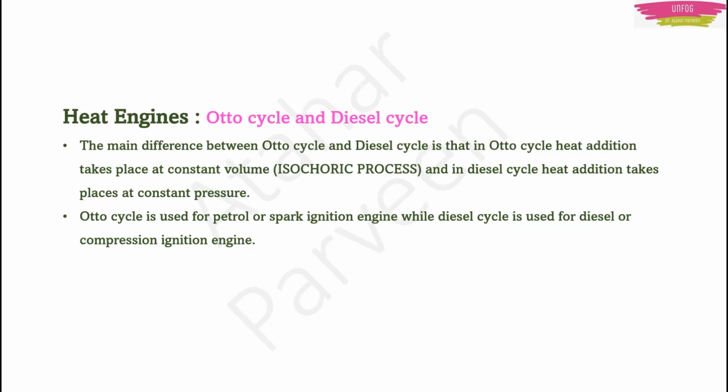Now the Otto cycle is used for petrol or spark ignition engine. This you remember: isochoric process, Otto cycle, it is used for petrol engine. Or you also call it a spark ignition engine. Whereas the diesel cycle is used for diesel or compression ignition engine. You can just remember with the name only. Diesel cycle is used in diesel engine. The other one, the Otto cycle, is used in petrol engine.